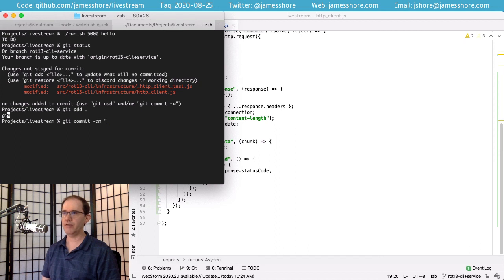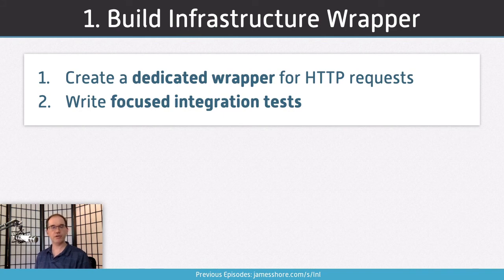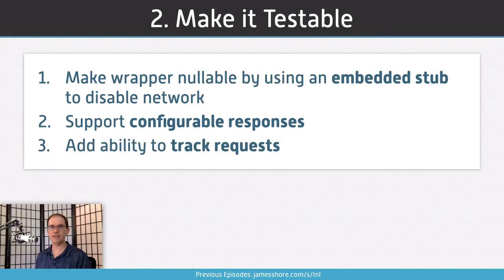What we've done is we've added the HTTP client. So you may recall the first thing we're going to do is build the infrastructure wrapper, which we've done. We've created the dedicated wrapper, and we've written the focused integration tests. Now what we need to do is make it testable. And we might just get this in under the wire.